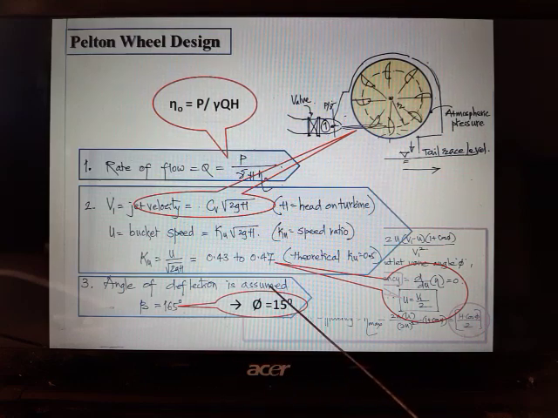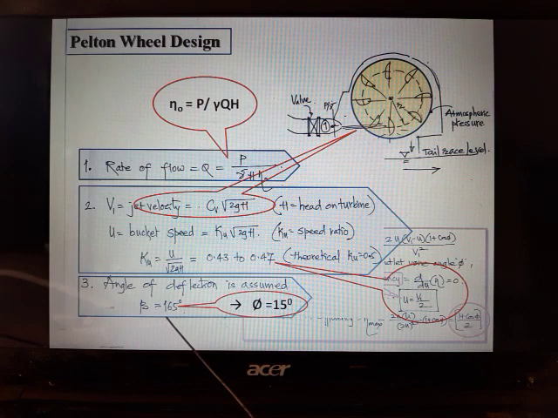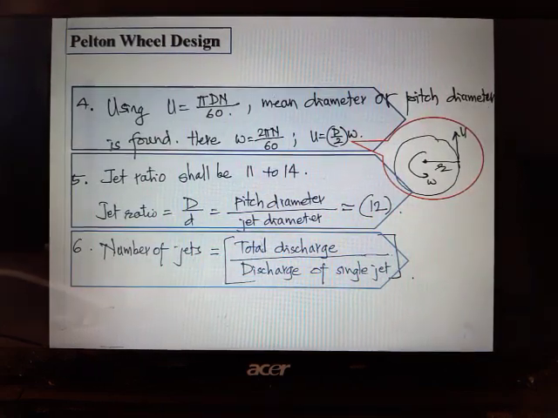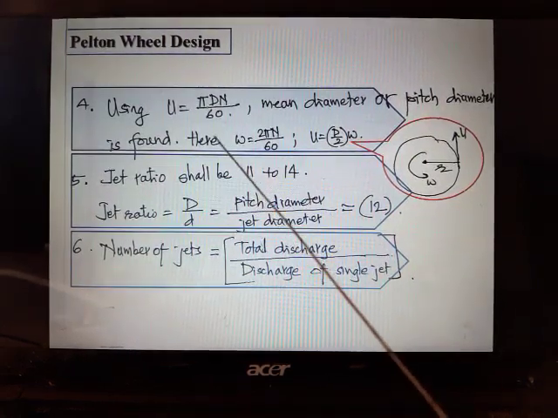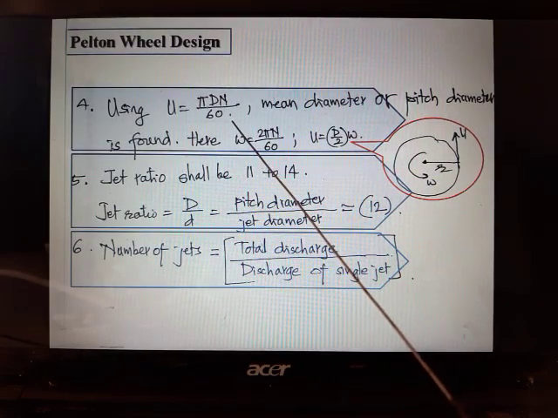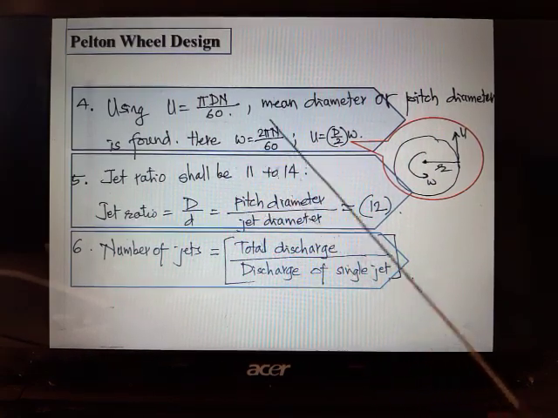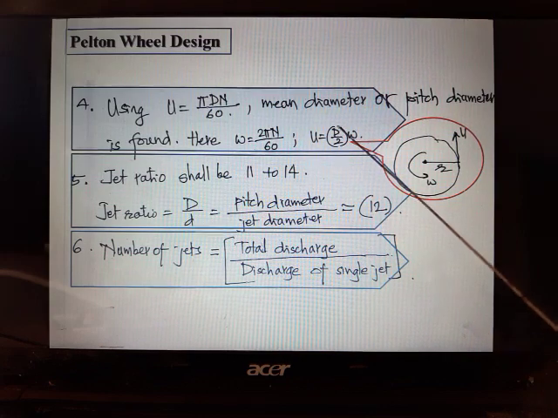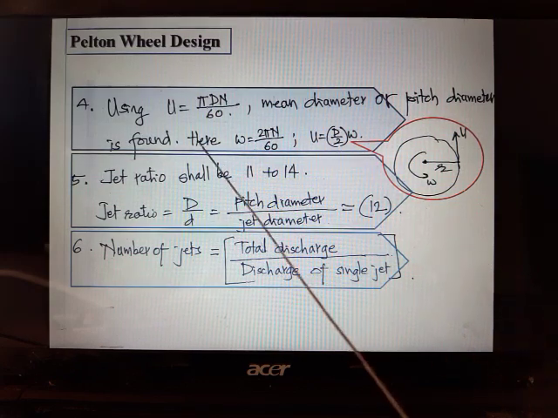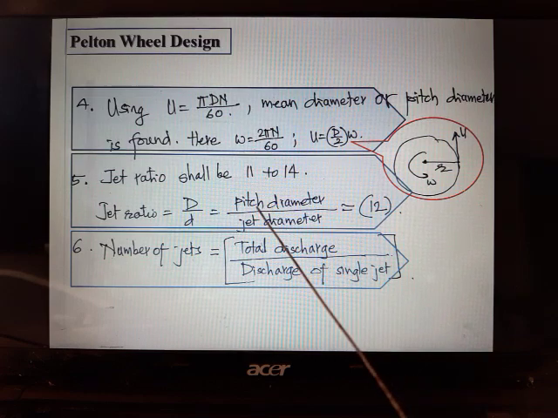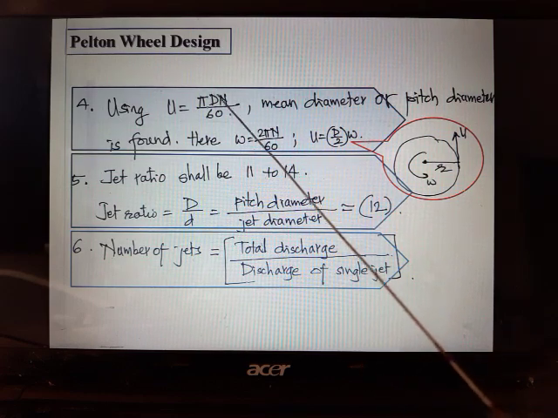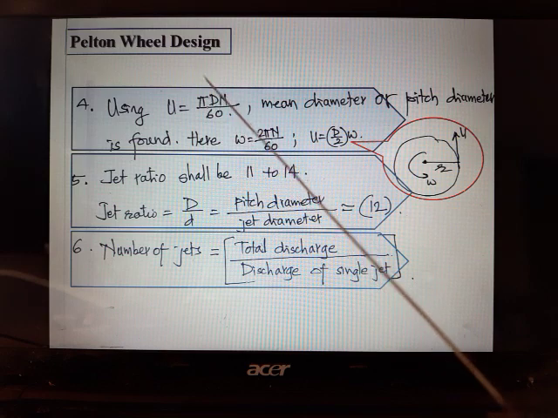The angle of deflection, if it is given, fine; otherwise the angle phi dashed has to be assumed to be 165, so that our usual angle phi becomes 15 degrees. Here, using the relation U equal to pi D N by 60, omega is 2 pi N by 60, U is r omega, r is D by 2, all that is U equal to pi D N by 60. So from this we can find out the diameter of the wheel.